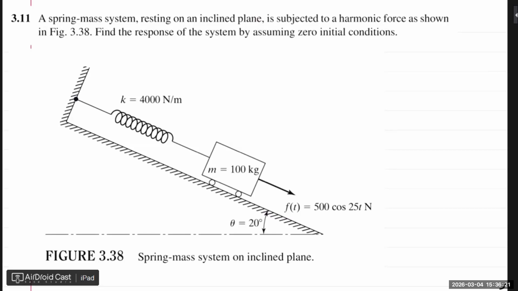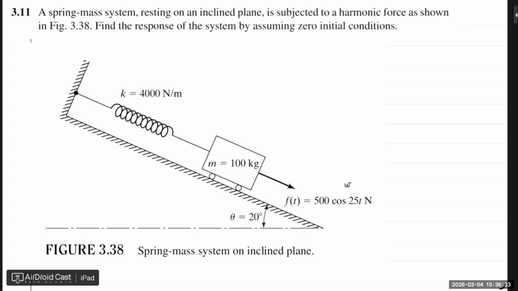They say here, a spring mass system resting on an inclined plane is subjected to a harmonic force as shown. This force is given as 500 cos 25t, which means that omega, not omega n, just omega, the forcing frequency, is 25. They gave us the K, they gave us the M, and the theta and everything that's there.